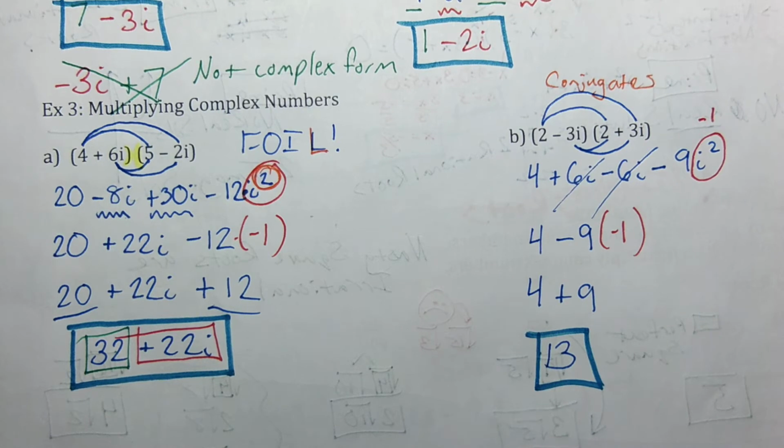Conjugates have the same stuff, different sign in between. Kind of like difference of squares in that our outside and inside products cancel so that we get 0 for that b value. So if you want to think of it that way, that is what conjugates are. All right, folks, go ahead and set those notes aside, and we're going to jump back into the guided practice.